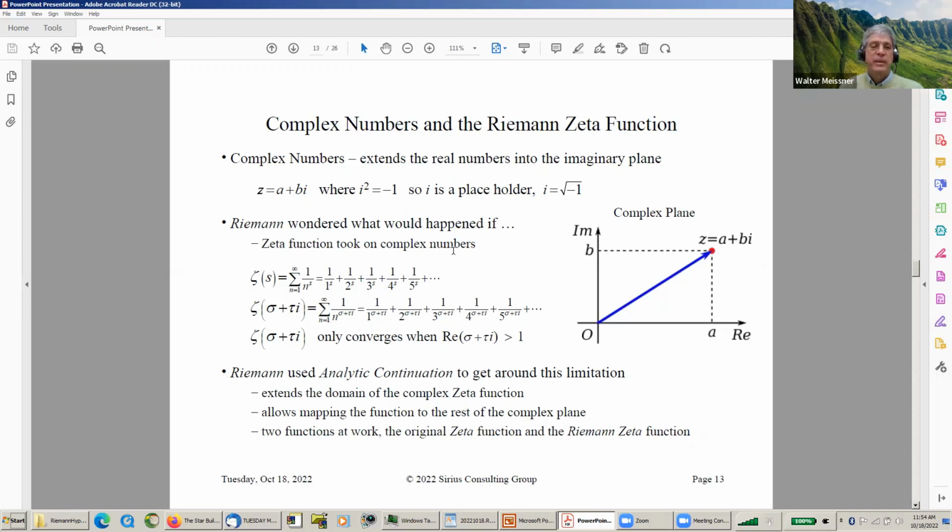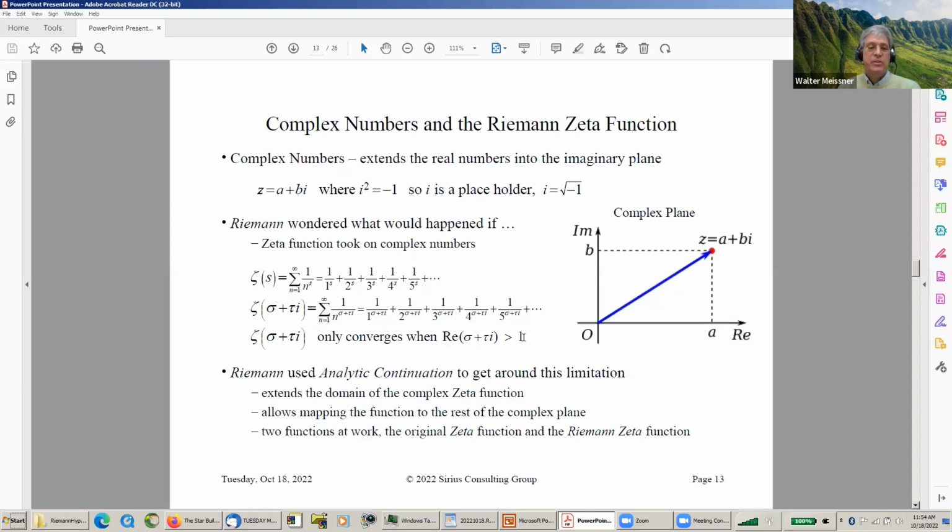So it should come as no surprise that the zeta function of a complex number converges only when the real part of s is greater than 1. So now you have this complex plane, and only the right half greater than 1 has convergence. So what Riemann did is he used something called analytic continuation to get around this limit. This extends the domain of the complex zeta function. It allows mapping of the function to the rest of the complex plane.